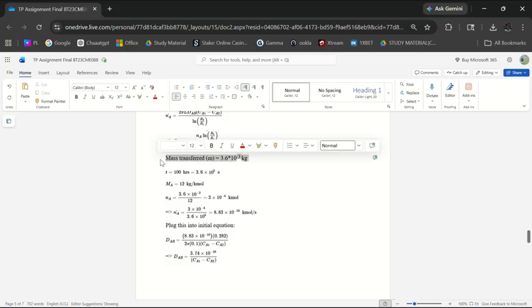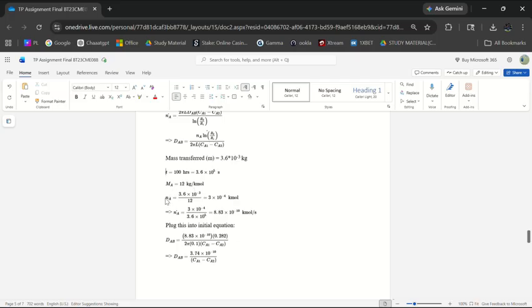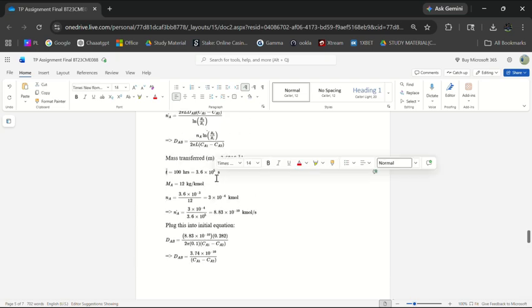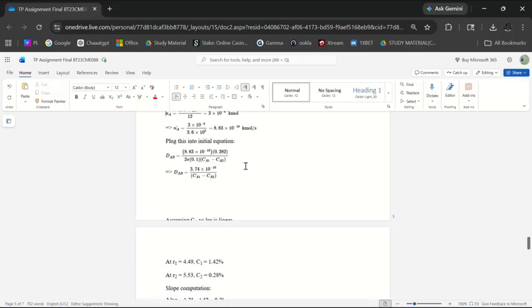Now, as we have been given, mass transferred is 3.6 milligrams in a total time of 100 hours, which amounts to 3.6 into 10 power 5 seconds. Molecular mass of carbon is 12 kg per kilomole. So we put this into the basic formula for Na, which is mass transferred per molecular mass. This is the moles transferred. Now when we divide the moles transferred by the time, we get the molar transfer rate, which comes out to be 8.83 into 10 power minus 10 kilomole per second.